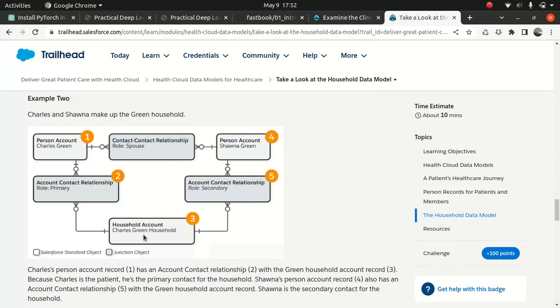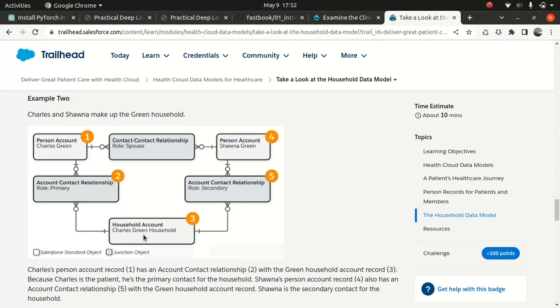Now Charles and his wife share a contact to contact relationship, because both are person accounts. They're husband and wife, they're related to each other. So from a Health Cloud perspective, Charles' secondary contact is his wife, and they're related to each other as a contact to contact relationship. And Charles is related to his house in the form of an account contact relationship. The same goes for his wife as well.